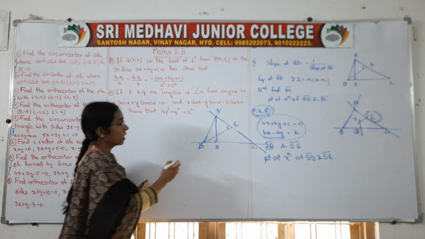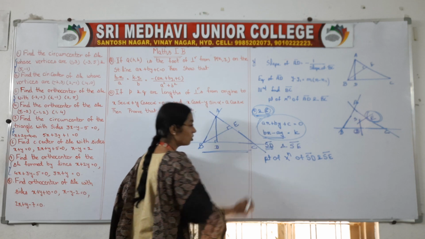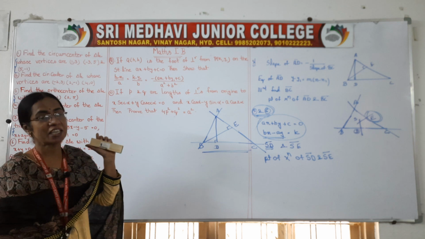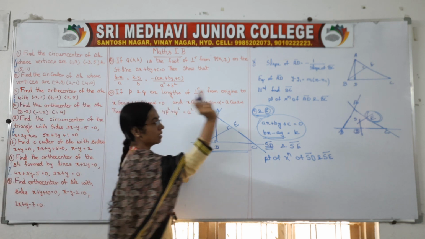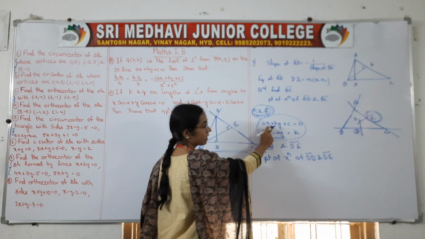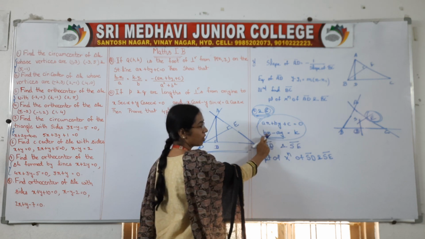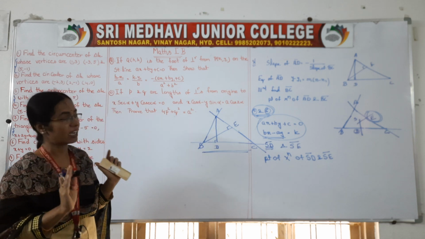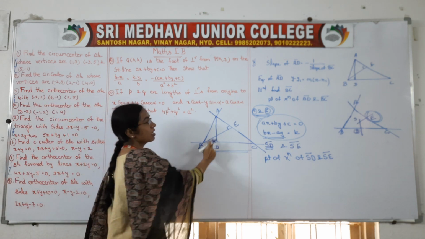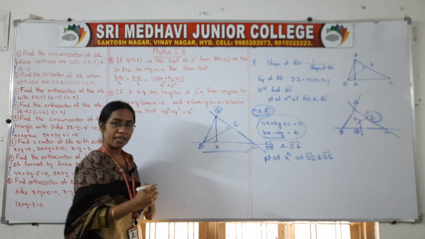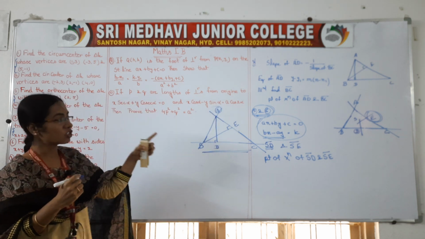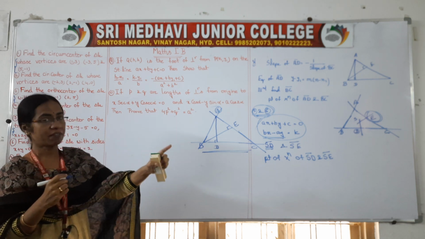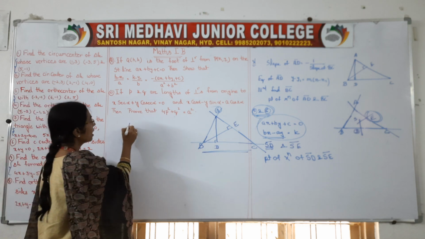Very simple. You have your BC line equation in this problem, and AD is perpendicular to BC. Whenever we know any line like this, its perpendicular line will be in the form BX minus AY is equal to K. Take that line equation, and that line passes through A. AD passes through the point A. Substitute, you will get your K value. If you substitute that K value in the equation, you will get your AD.